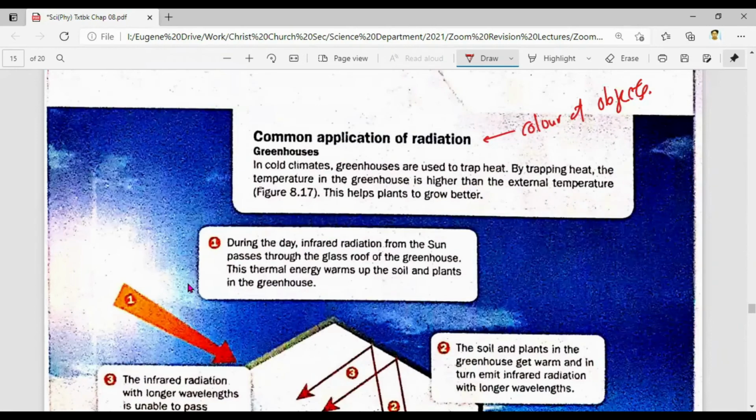So if I want something to emit heat through radiation quickly, I'll make sure that it's black, I'll make sure that it is dull, and I'll make sure that it is rough. That will help me to emit heat quickly. If I also want to absorb radiation quickly, I'll use the same kind of surface. So the color and the texture of the surface is a common application of how radiation is used in real life.